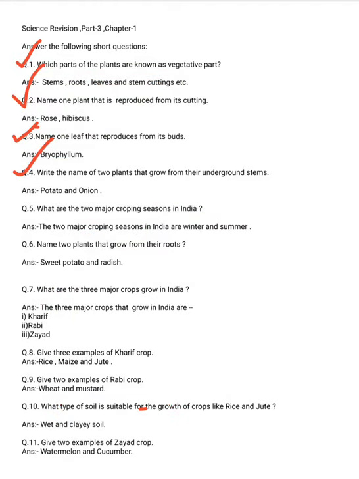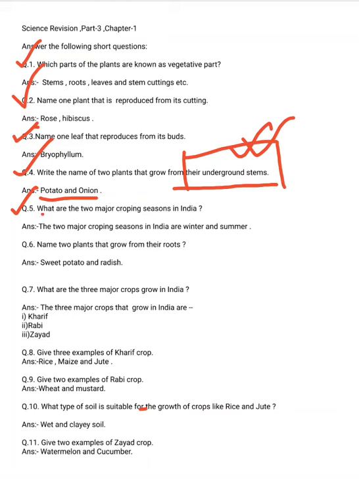Question number 4. Write the names of two plants that grow from their underground stems. Underground stems means actually they are not roots, right? They are considered underground stems. Potato, ginger and onion are grown from underground stems, right?